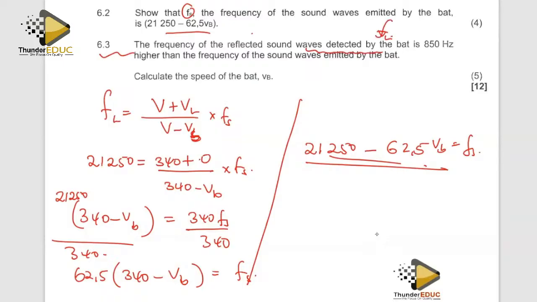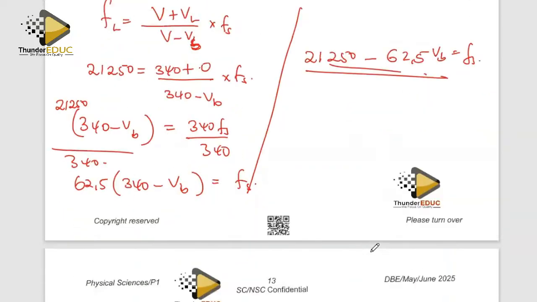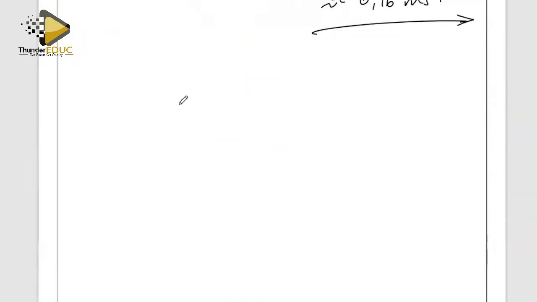Okay, which means the frequency of the listener is 850 higher plus the frequency of the sound waves emitted. So it's 850 plus the frequency of the source, which is going to be 850 plus this whole thing or this whole scenario. So what does that give us? Okay, let's go down again. We're still using Doppler, the formula for Doppler.